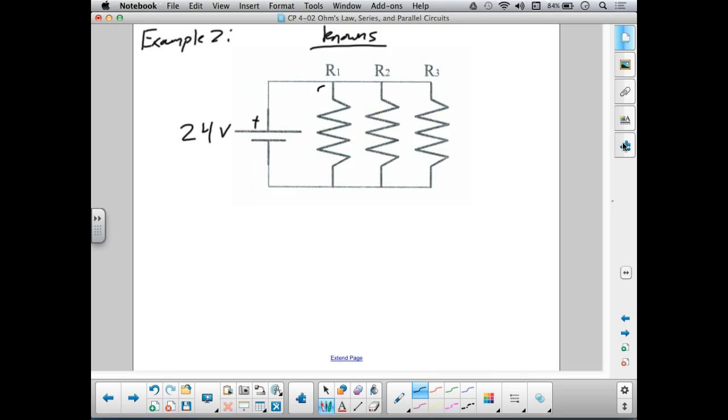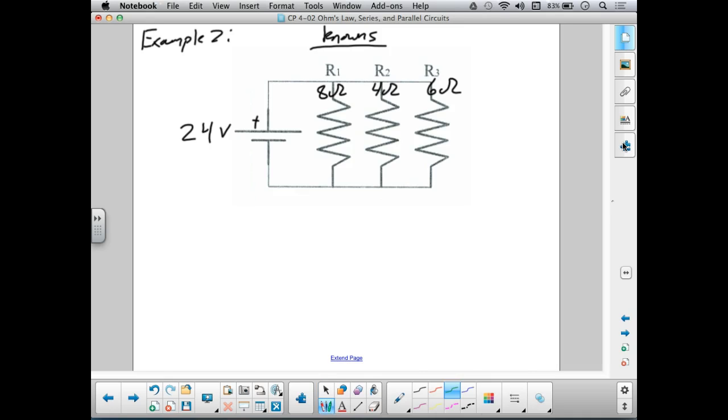Resistor number 1 is going to have a resistance of 8 ohms. Resistor number 2 is going to have a resistance of, we'll make it 4 ohms. And resistor number 3 is going to have a resistance of 6 ohms. So your task is to follow the 3 steps for solving parallel circuits and see if you can solve this circuit. What is the current and voltage for each component? Pause the video, give it a shot. Okay, let's see how you did.